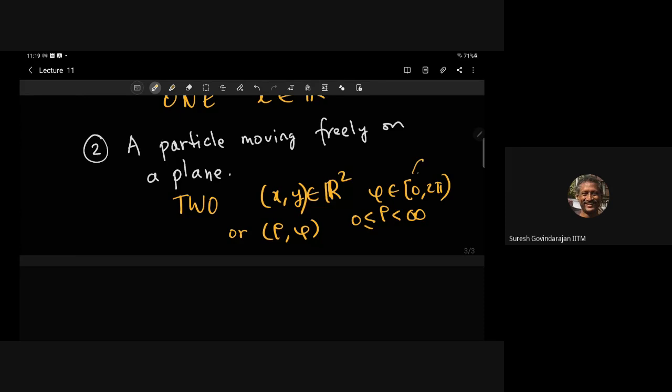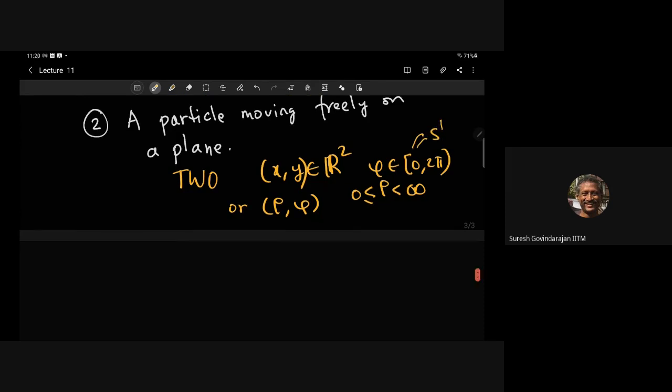Sometimes I will write a symbol, a circle, for it. S1. If anybody has any questions, you should just interrupt. Comments also.